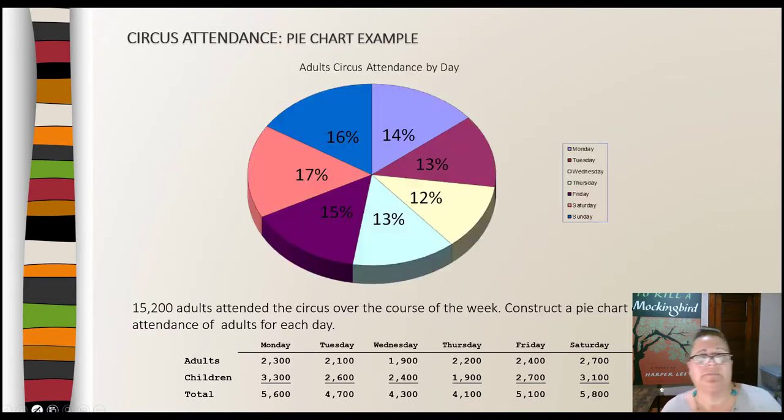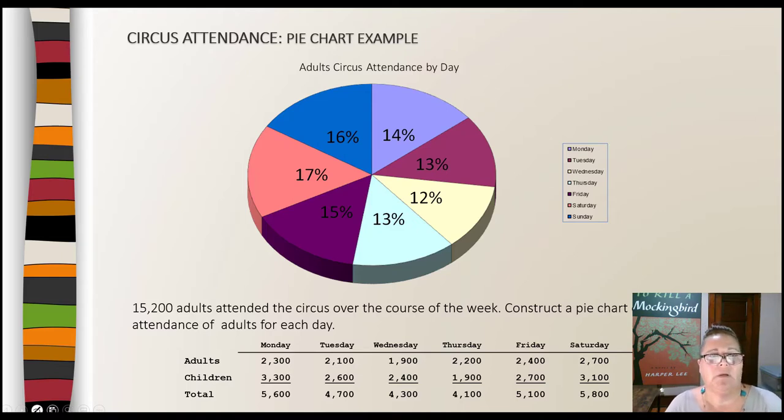So in order to do that, I would have taken the 2,300 and divided it by 15,200 to get 0.14, or 14%. And then the 2,100 divided by 15,200 to get 13%, and so on and so forth. Each one of these percentages would then be used to figure out how many degrees of the circle I needed to draw it by hand. Now, if we're using Excel, Excel does all that hard work for us, but I might still ask how many degrees are in that wedge. So watch for that question, maybe if we're not doing it by hand.